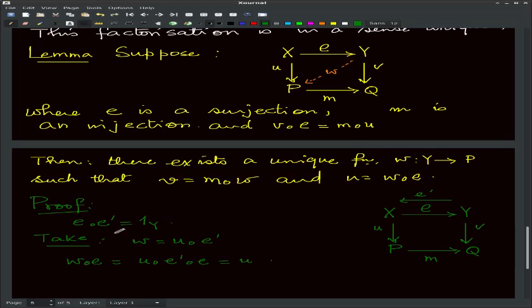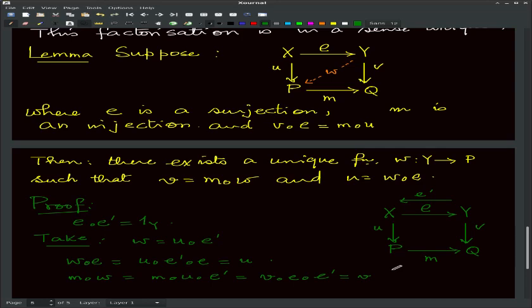Okay. Now let's try the other one. Good. So one I have found out. So let's try this. M composed W. So this is M composed U composed E prime. See, I have already dropped using the brackets because I know it is only one way out. But M composed U composed E prime is equal to V composed E composed E prime. So that's V. Well, we are done.